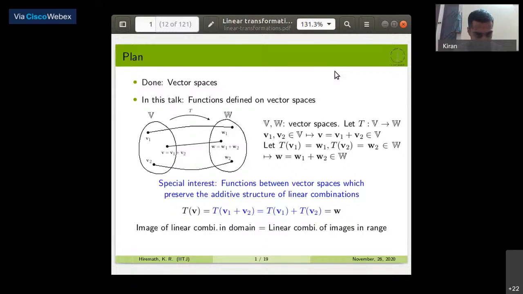Let's read the statement for a moment and then see what the above mathematical statement is saying. That the image of linear combinations in the domain is equal to the linear combination of images in the range. Am I right? Yes, sir.